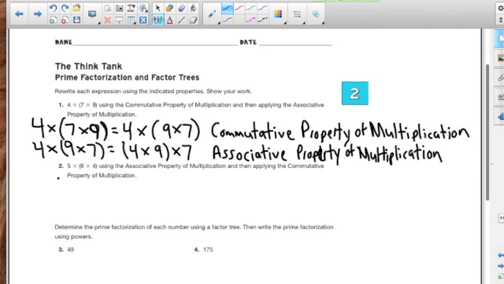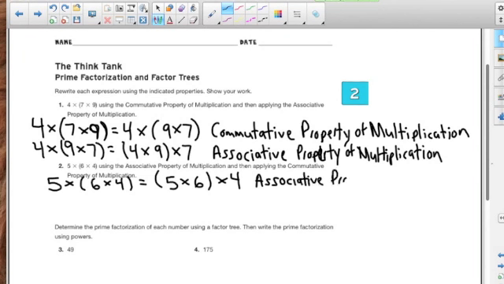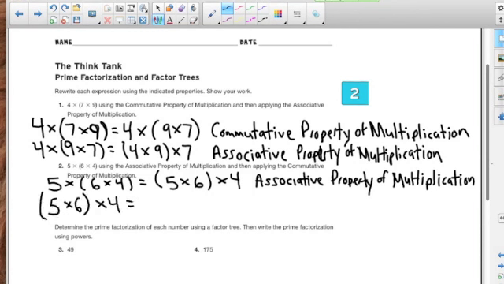So number 2, you had to set it up very similarly, except for number 2, they told you to do the associative property first. So I'm moving the parentheses, the numbers are staying in the same order, and I'm labeling it with the associative property of multiplication. And in the second step, I'm moving the numbers around, but the parentheses are staying in the same location, and that would be the commutative property of multiplication.